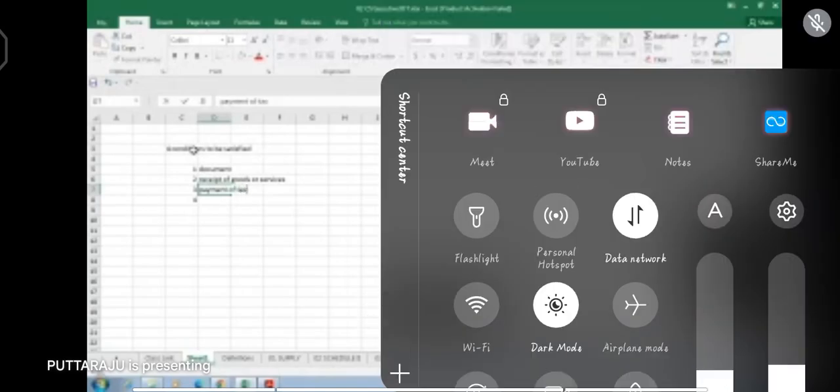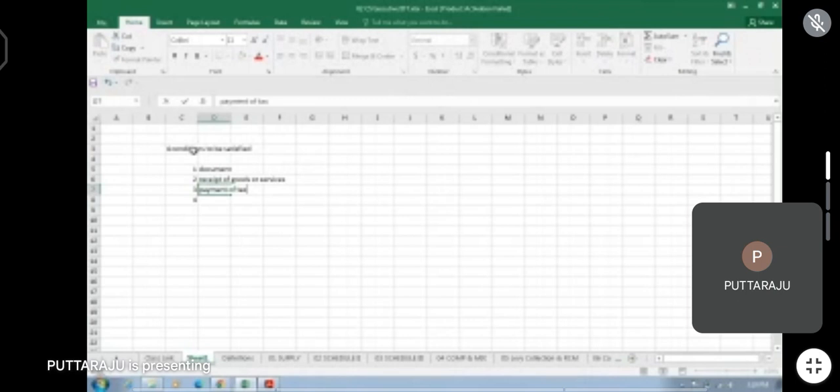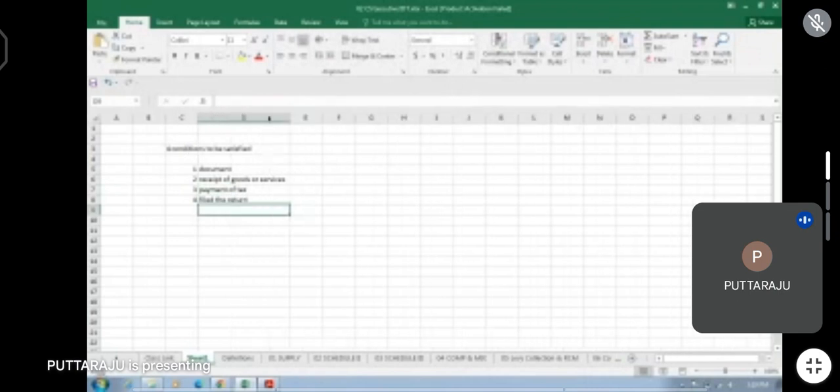Payment of tax, and you have filed the return. All these four conditions satisfy. Once you satisfy, then only you are eligible to get credit of whatever tax you paid on input.